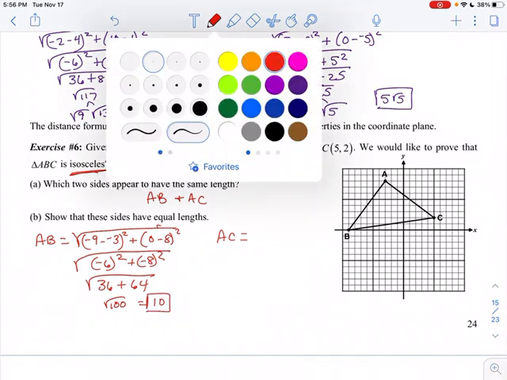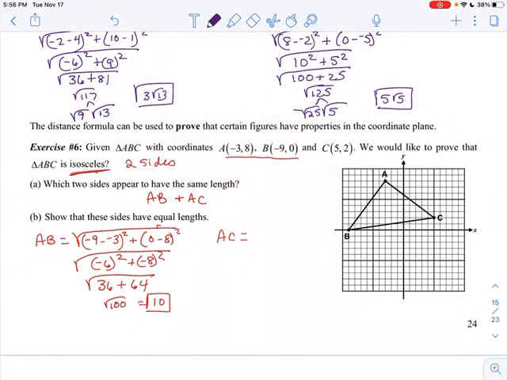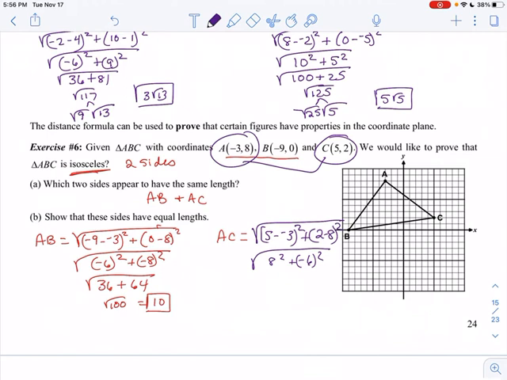Now I'm going to find the distance of AC. So AC, I'm doing these two right here. Those are the points that I'm looking at. So the square root of AC is 5 minus negative 3 squared plus 2 minus 8 squared. 5 minus negative 3 is 8. 2 minus 8 is negative 6. But again, I'm squaring it. 8 squared is 64, and negative 6 squared is 36. And the square root of 100 is 10.